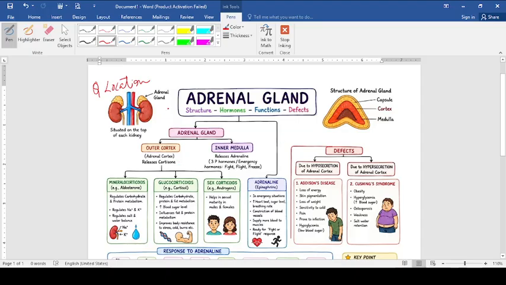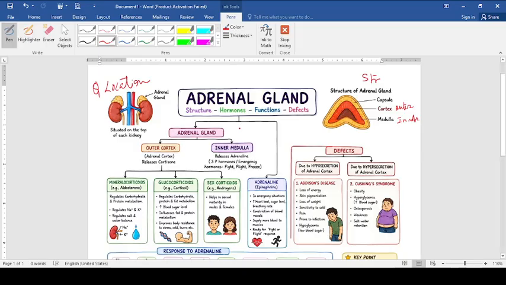So location I have discussed. Now we are going to discuss the structure of this particular gland. As you can see, this is a triangular structure which has two major parts. The outer portion is called the adrenal cortex and the inner is called the adrenal medulla. Why am I using the term adrenal? Because renal cortex and renal medulla you have studied in the kidney.